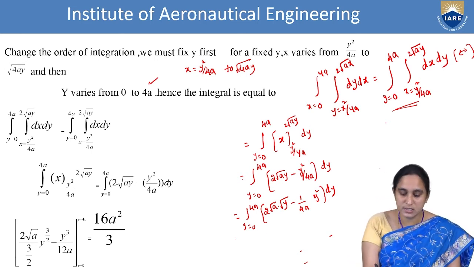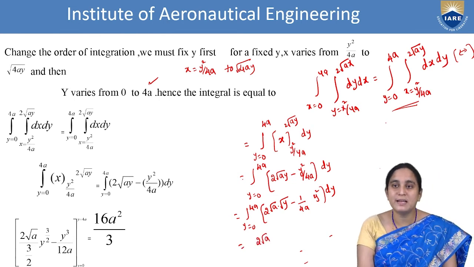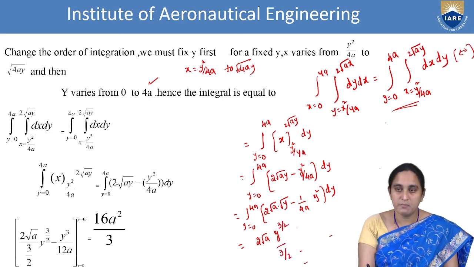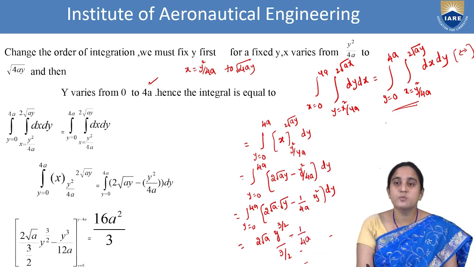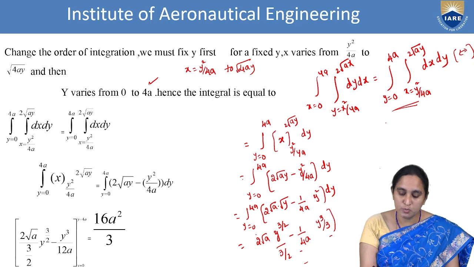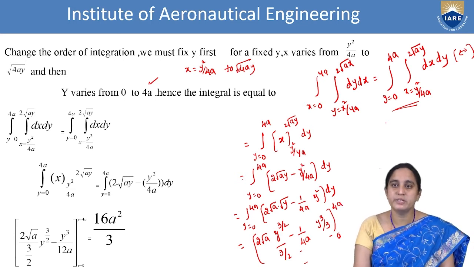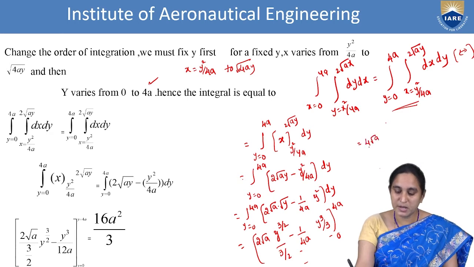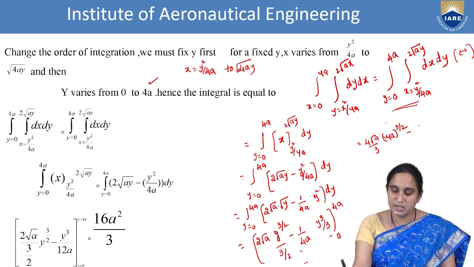With respect to y, that is 2 root a into root y. The integration of root y, that is y power 1 by 2, I'll write simply 1 by 2 plus 1, that is y power 3 by 2 by 3 by 2, minus 1 by 4a into y square, whose integration is y cube by 3, and the limit points are here 0 to 4a. Now substitute the limit points. The next step I'll write here: 2 root a, that is 4 root a by 3 y power 3 by 2. That means whatever the limit point for y, that is 4a whole power 3 by 2, minus 1 by 4a.